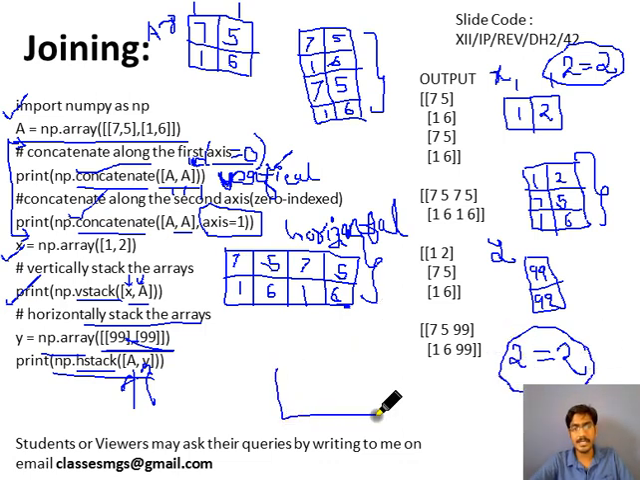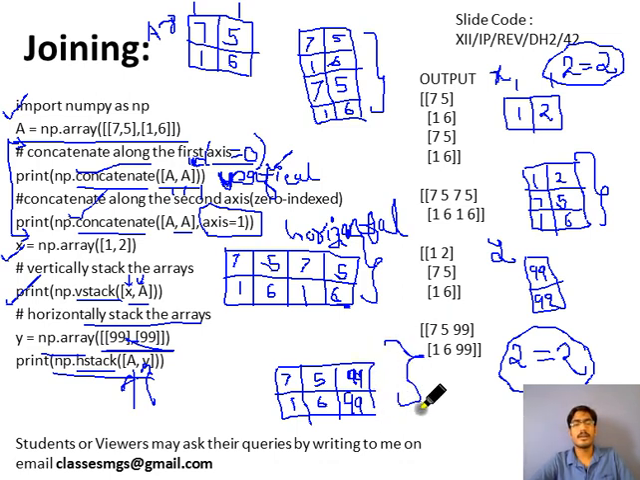So horizontal joining means it will look like this. 7 5 has the first position in the array, so it will come first in the joining also. So 7 5 1 6, then you will see 99 here, and then 99 here. It will look like this. Okay, so this is the example of horizontal join. I hope this is clear. Let me move ahead.